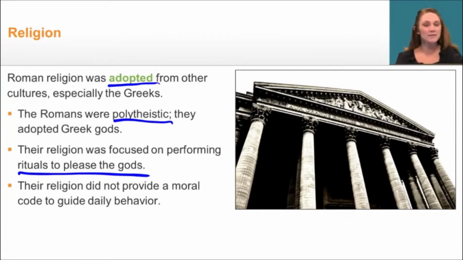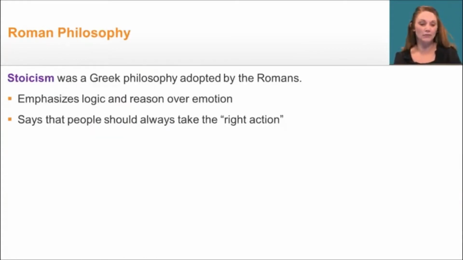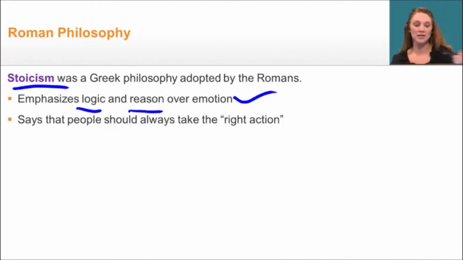People don't normally think of the Romans as very ritualistic and very religious. However, they were. Their religion, however, did not provide a moral code for their daily behavior. It didn't say, you shouldn't do things that are bad. It was more about keeping the gods happy. So how did it evolve? Well, Stoicism is a part of Greek philosophy, and it was also adopted by the Romans. It emphasizes logic and reason over emotion, and it says that people should always take the right action. This is kind of an evolution, as you can see, into more of a moral code for the Romans.